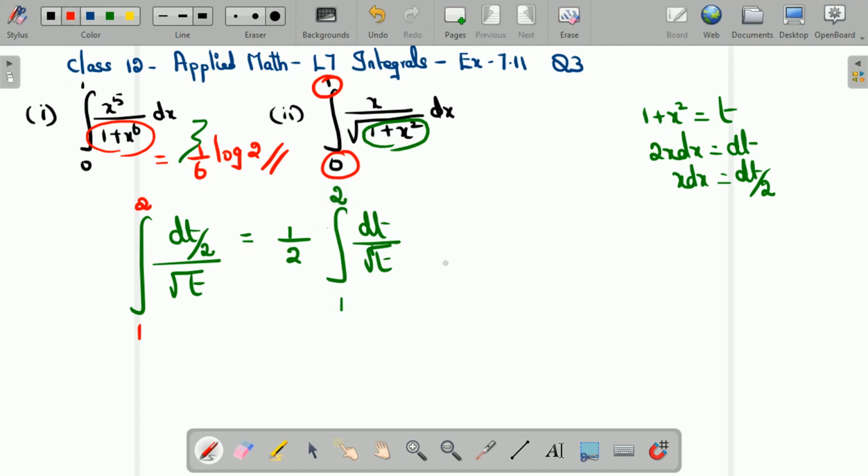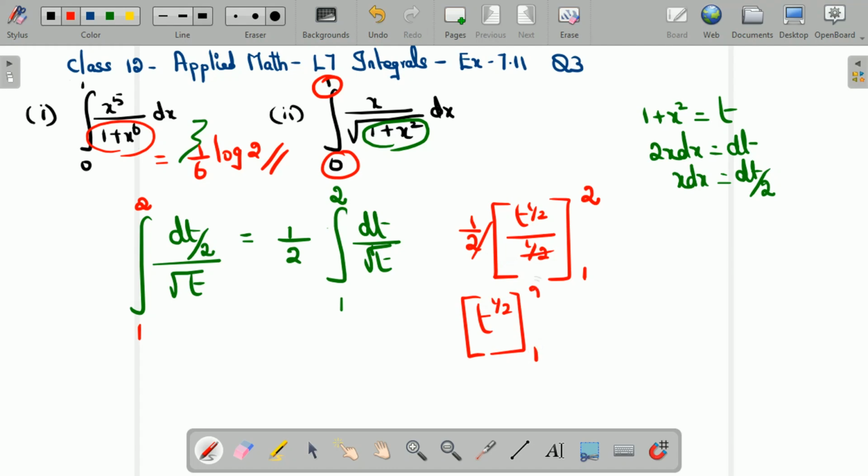So if you see, we can directly apply the integration. So this is half into, this will become t power half divided by half between the limits 1 to 2. So when I take this half, this and this will vanish. So this is t to the power half between the limits 1 and 2. So this you can apply. This is going to become equal to root 2, the upper limit, because 2 to the power half is root 2, minus 1 to the power half is 1 only. So the final answer is root 2 minus 1.